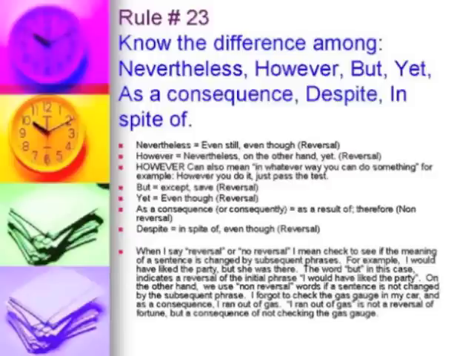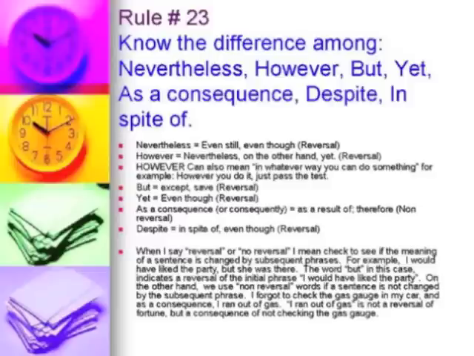But is like an except or save. Yet is even though. As a consequence, or consequently, is as a result of, therefore, and despite is in spite of, even though. Now, some of these words are reversals and some of them are not reversals. When I say reversal or not a reversal, I mean check to see if the meaning of a sentence is changed by subsequent phrases.